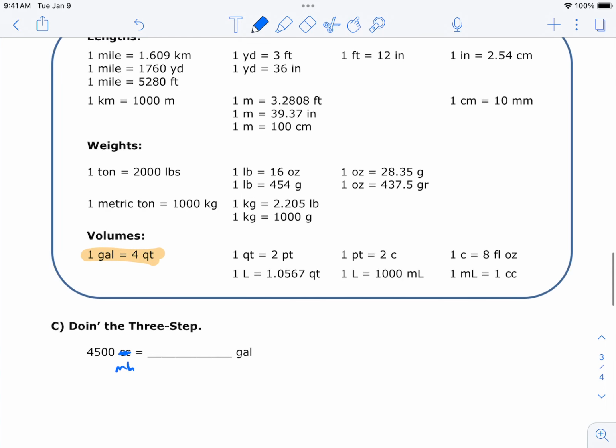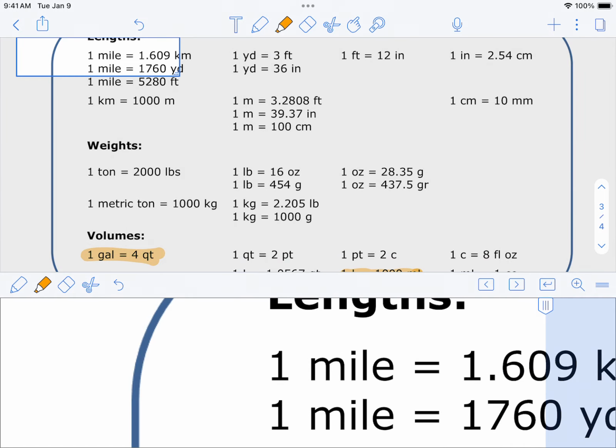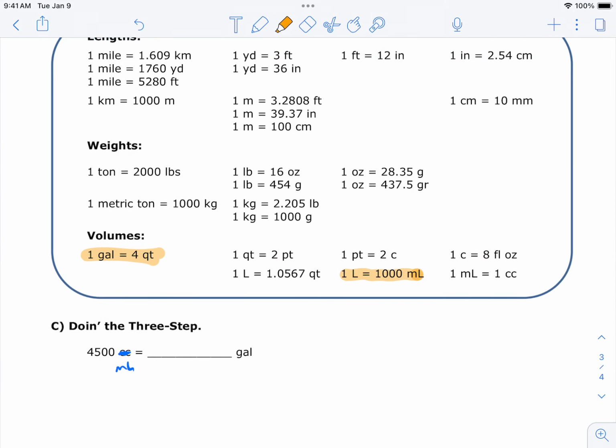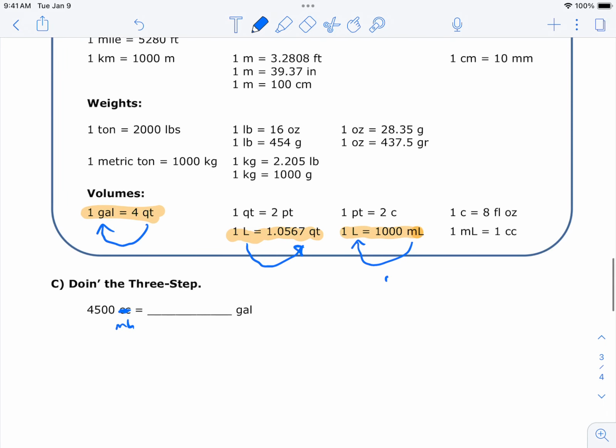Okay. So we're going to get from milliliters to gallons, all right? That's what we're going to do, milliliters to gallons. cc is a milliliter. Well, right here, I'm seeing milliliters gets me to liters. Okay, that would help. So my milliliters would turn into liters. Over here, liters could go into quarts. Yeah, see what we're doing? We're going to take our milliliters and turn them into liters. Then we're going to take our liters and turn them into quarts. And then we're going to take our quarts and turn them into gallons. It is a 3-step.